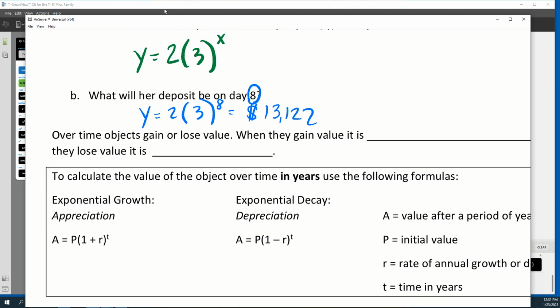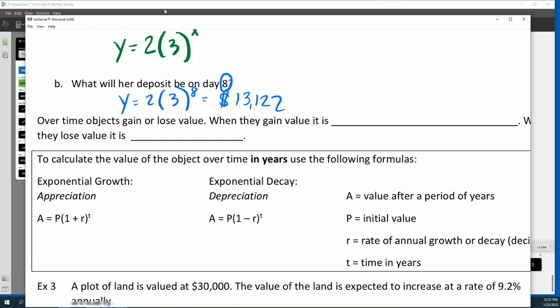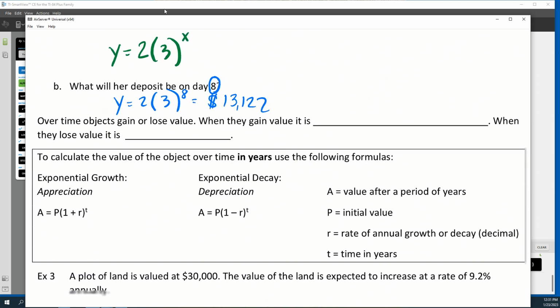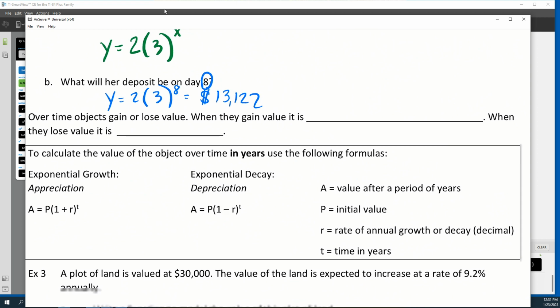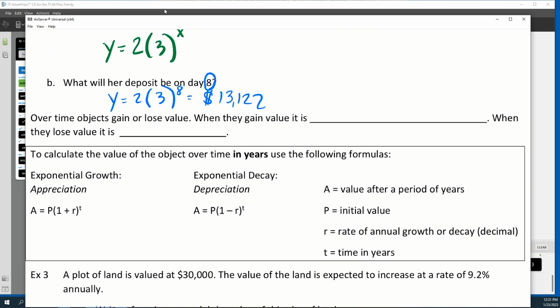Okay. And then the other formulas we're going to use are for appreciation and for depreciation. So over time, pretty much anything that you purchase either gains value or loses value. If those items gain value, it is appreciation. And when those items lose value, it's depreciation.